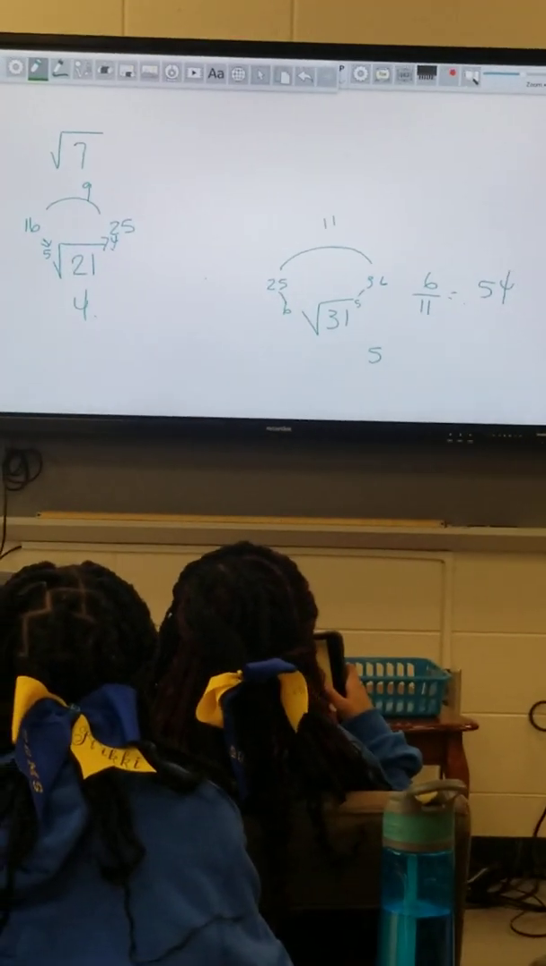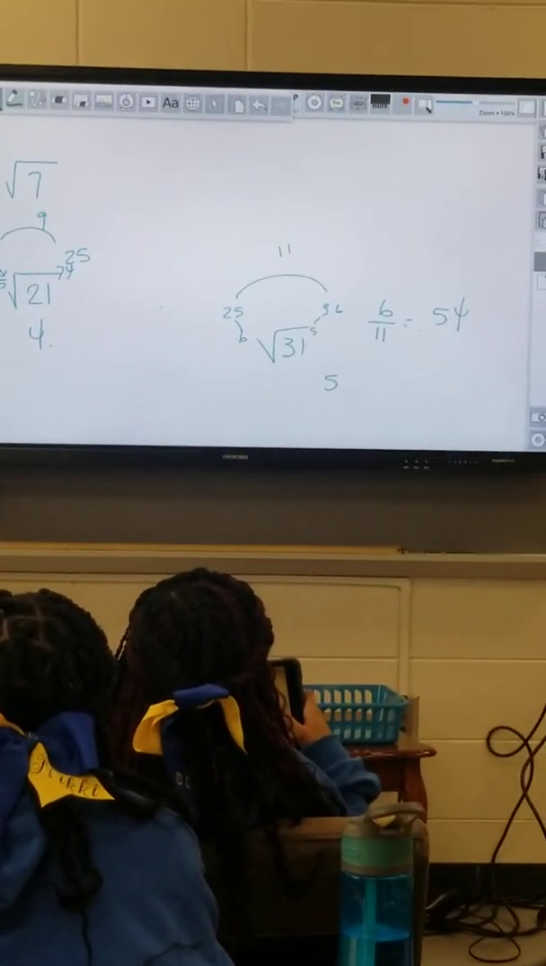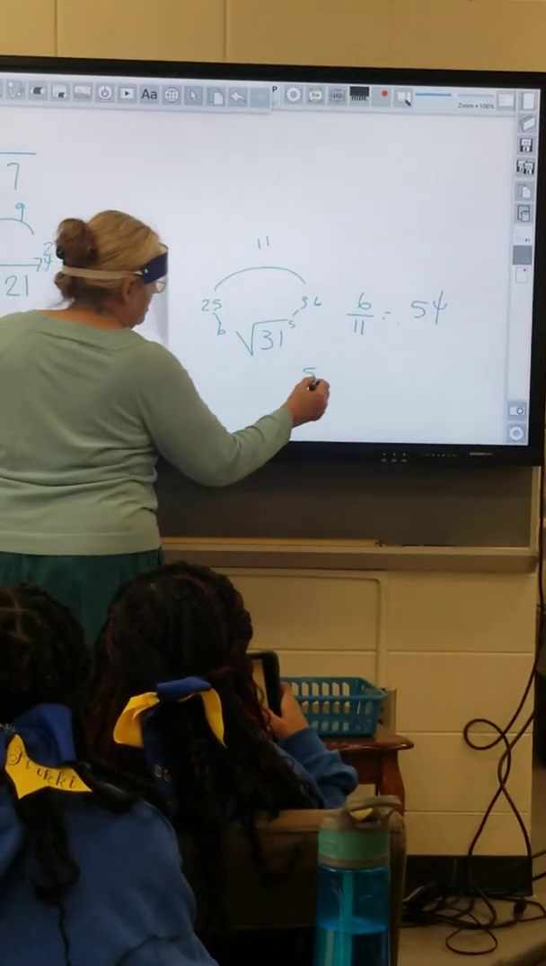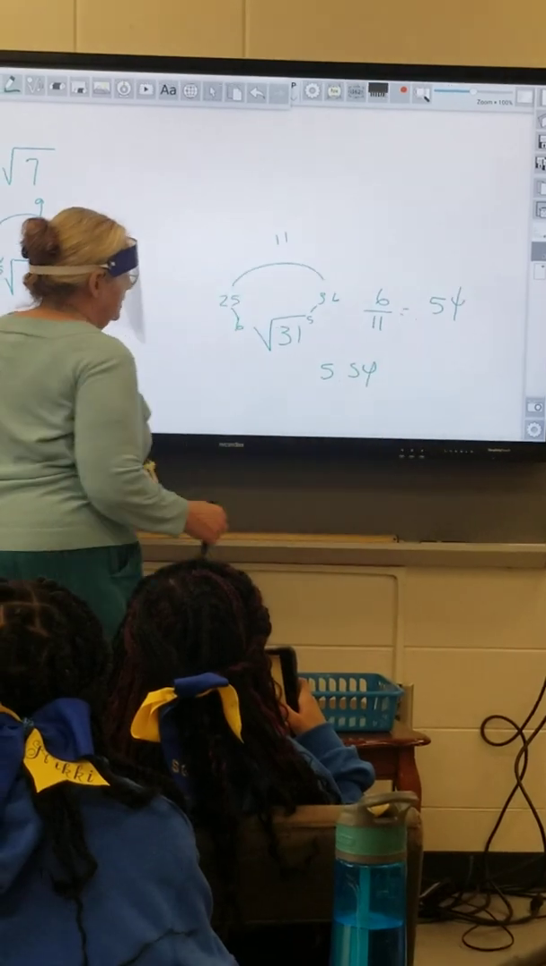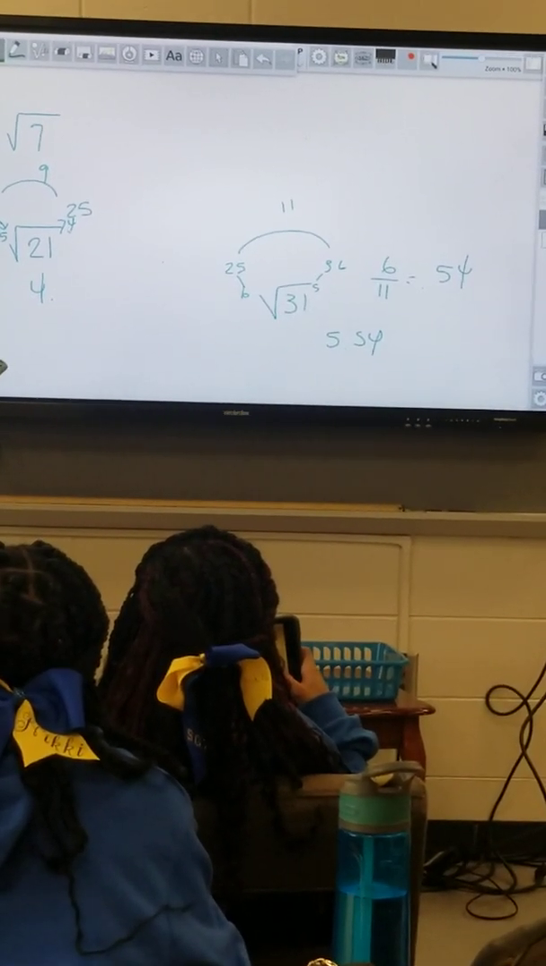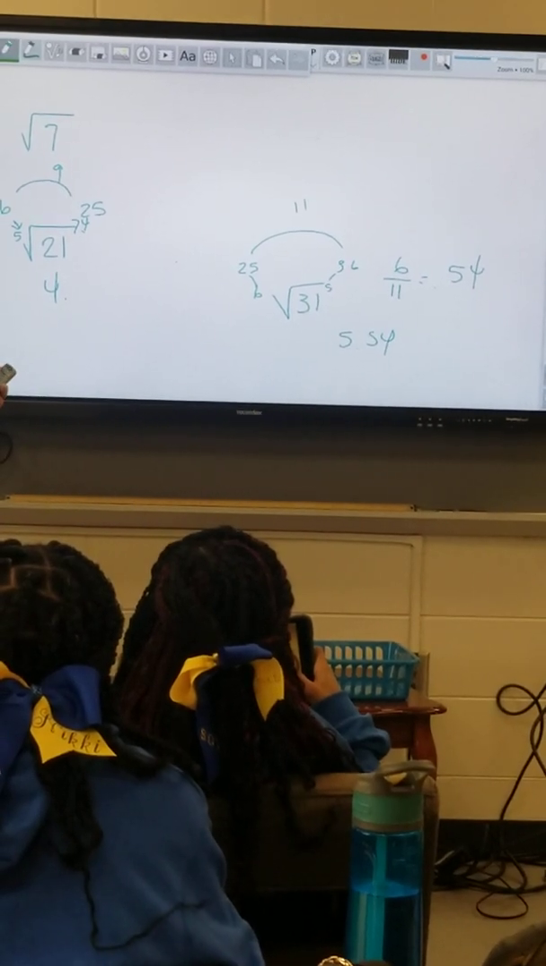Oh, I used the other number I was using then. Oh, me too, I used the other number. So it should be somewhere around 5.54. Okay, so you use the converted number. The big number is the one you use. The big number is the one that's closer to the thing.